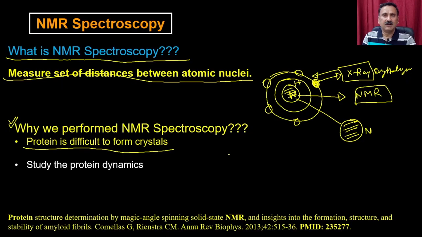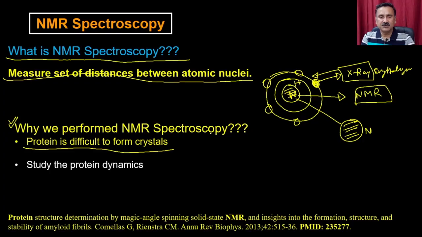So with either of these problems, whether the protein is not forming crystals or is forming crystals but they are not giving you high-resolution diffraction, you have no choice but to use NMR spectroscopy to solve the protein structure. Then the second advantage is that, since NMR is performed in buffer or water, you can also study protein dynamics because the proteins are free to move.